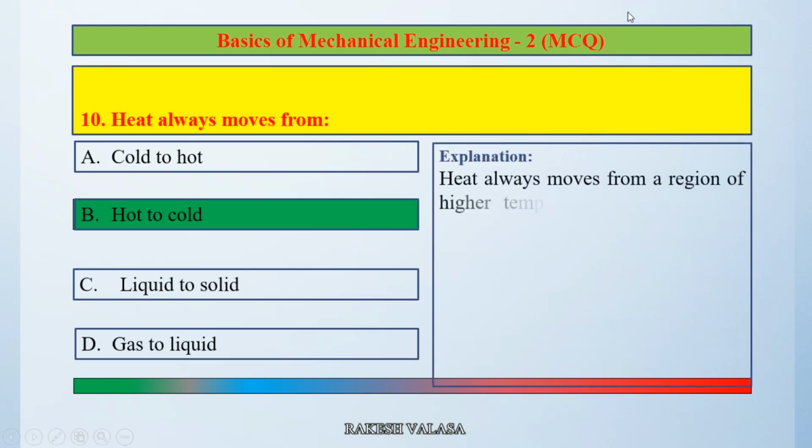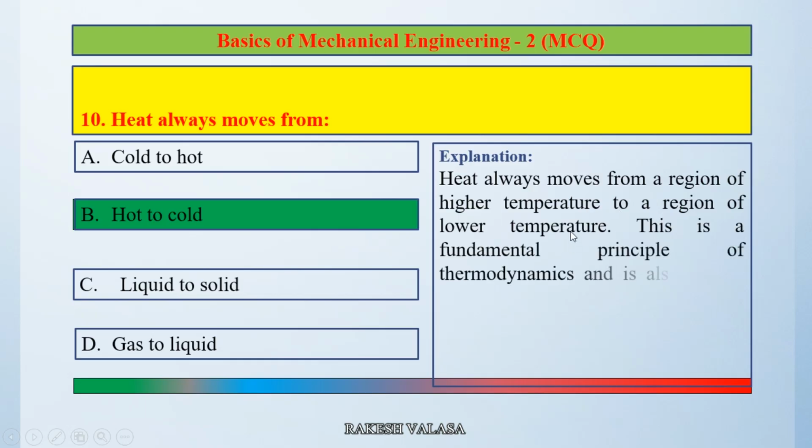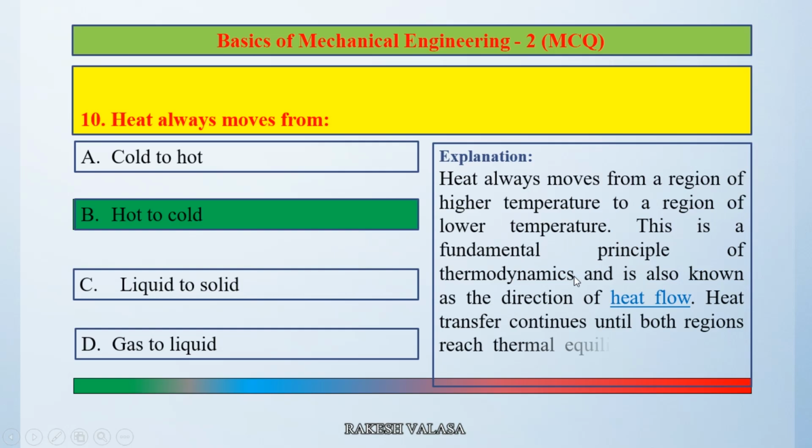Heat always moves from a region of higher temperature to a region of lower temperature. This is a fundamental principle of thermodynamics and is also known as the direction of heat flow. Heat transfer continues until both regions reach thermal equilibrium, meaning they have the same temperature. So the correct answer is option B, hot to cold.